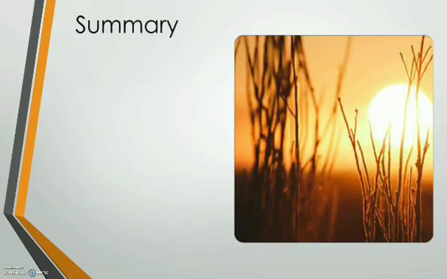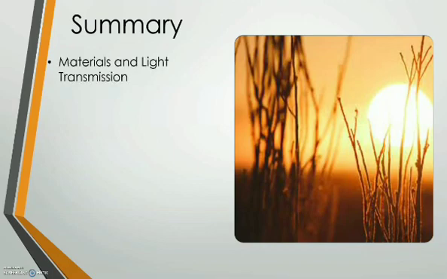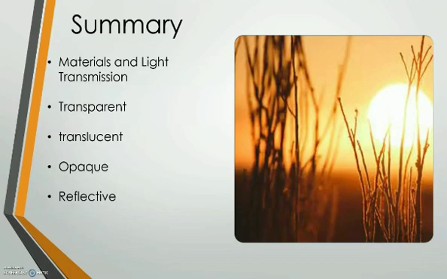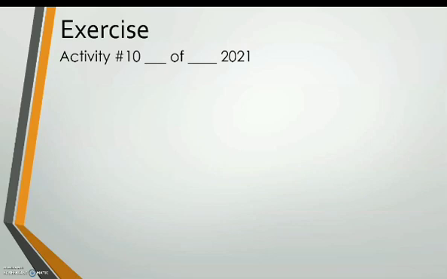So today, we talked about materials and light transmission. For our summary, we talked about transparent, translucent, opaque, reflective, and we have given some examples as well. Good job, everybody. Now let's see if you listened on our topic for today. Let's do our exercise. Bring out a piece of paper or your notebook and write activity number, date, month, and year.